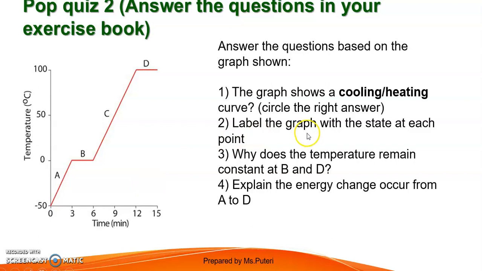Label the graph with the state at each point. At this point, the state will be solid. Meanwhile, at this point, the C point, the state will be liquid.